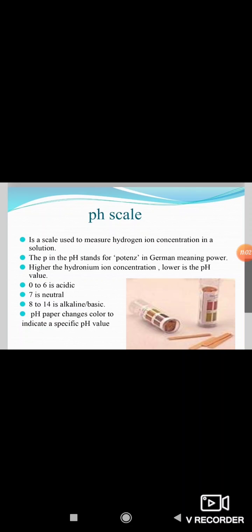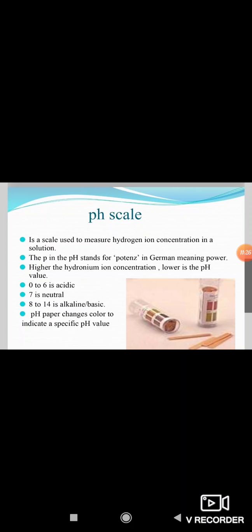Here, the P in pH stands for potenz in German. In German, potenz means power. On the pH scale, we can measure pH generally from very acidic to very alkaline.